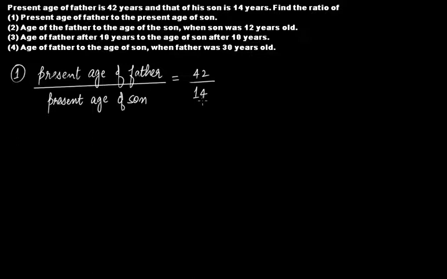I leave this calculation for you. You have to find out the highest common factor. So the highest common factor is 14 only. And if you divide 42 by 14, you will get 3. And if you divide 14 by 14, you'll get 1, and therefore this ratio is 3:1. 3 to 1 is 3:1.